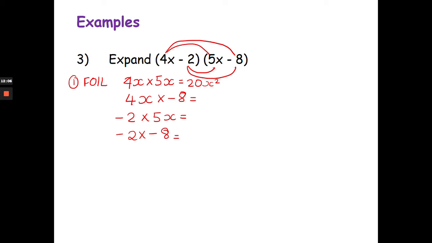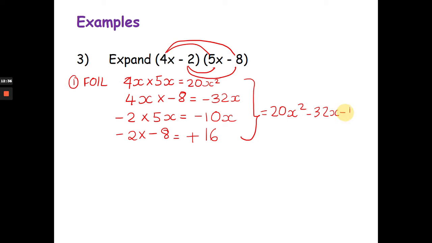4x times minus 8 gives me minus 32x. Minus 2 times 5x gives me minus 10x. And then finally, minus 2 times minus 8 gives me plus 16, as a minus and a minus make a positive. So if I was to write all this down in one term, I'm going to have 20x squared minus 32x minus 10x plus 16. Apologies, it's just coming off the page there.